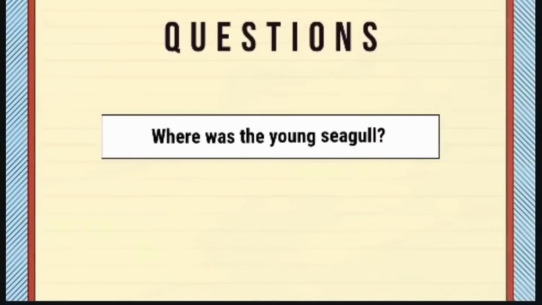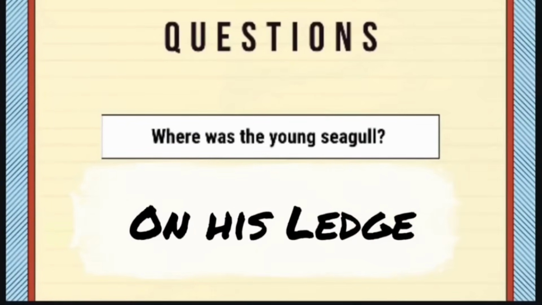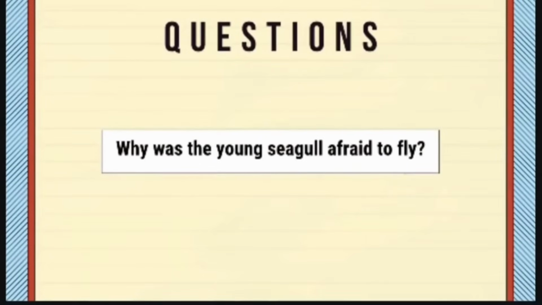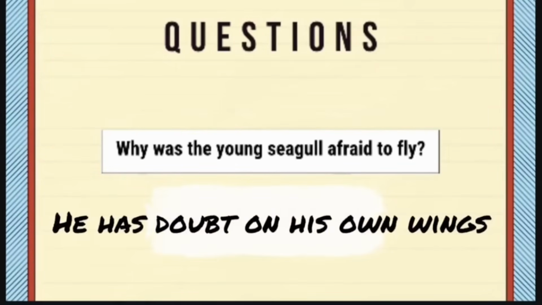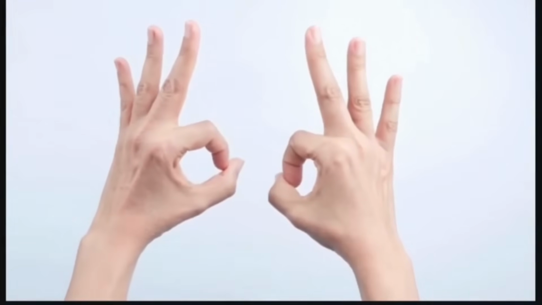Okay. Madhu, tell me, where was the young seagull? On his ledge. You are right, Madhu. Well done. You have understood the paragraph very well. Bhavya, stand up. There is a question for you, Bhavya. Why was the young seagull afraid to fly? Because he has doubt on his own wings. You have answered very well, Bhavya.